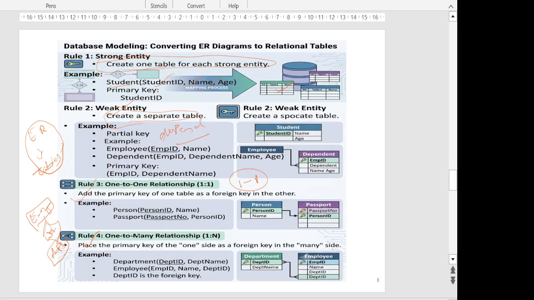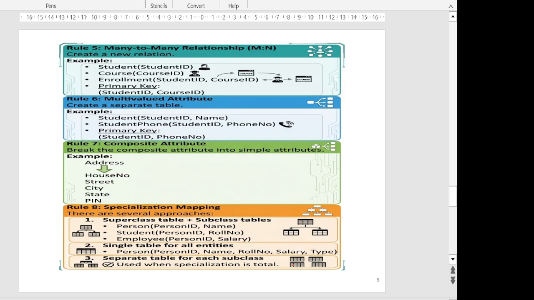Rule number 4: if it is a one-to-many relationship, place the primary key of the one side as a foreign key in the many side. If you take department ID as a primary key, you have to place department ID as a foreign key in the many side. You can see employee ID is one foreign key. Something like that you have to create.